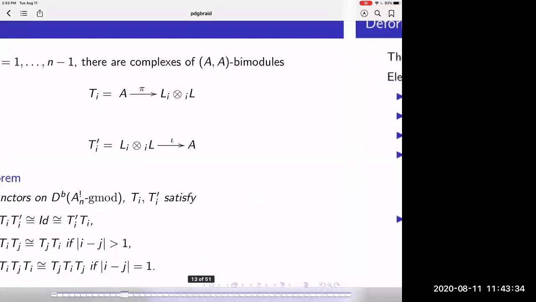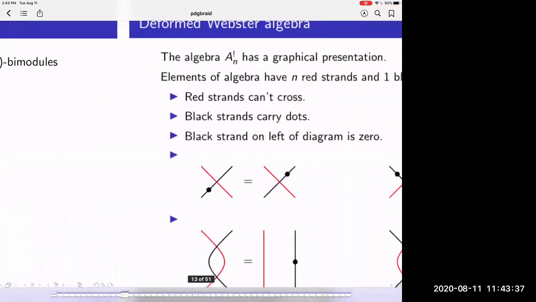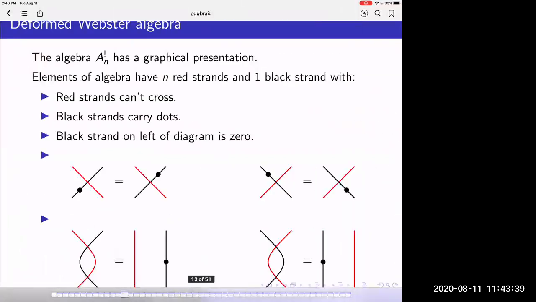Okay, and so now moving on to the third section, I call it deformed Webster algebra. I think Ben calls them KLRW algebras, a deformation of these KLRW algebras from Joel's talk. So first, what about the Webster algebra before deformation? This algebra A shriek has a graphical presentation that we saw a bit about in Joel's talk. So I'm looking at a very special case of these Webster algebras.